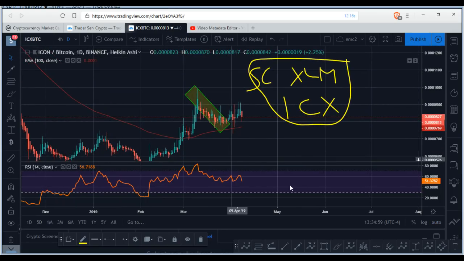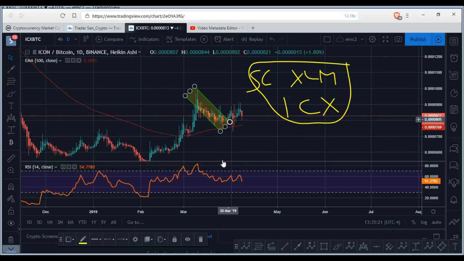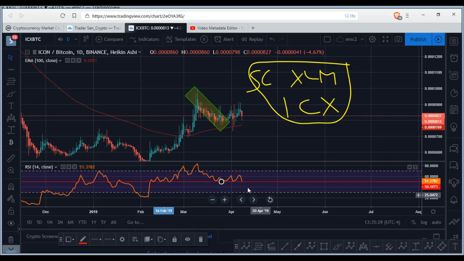I said ICX is most likely gonna come back and retest this area of 8,000 sats, and we did. The low was 798. So I said we're most likely gonna retest 750 to 8,000, and then we retested almost 8,000, 750. So basically ICX is just setting up for something big. We get back to this area of support, which is pretty good. So let's see how ICX is going to handle this area.